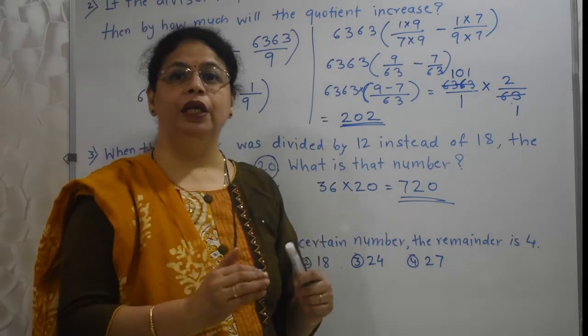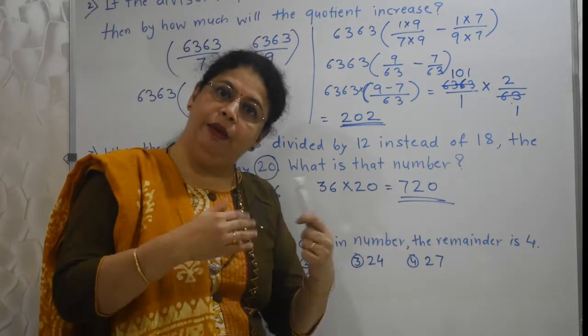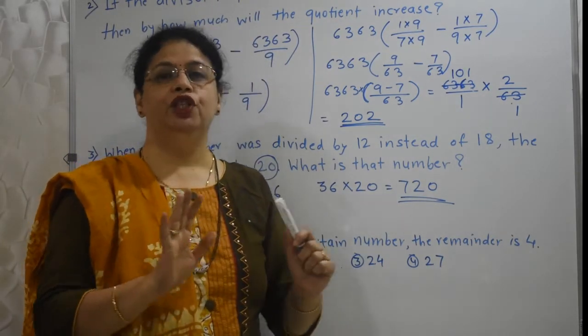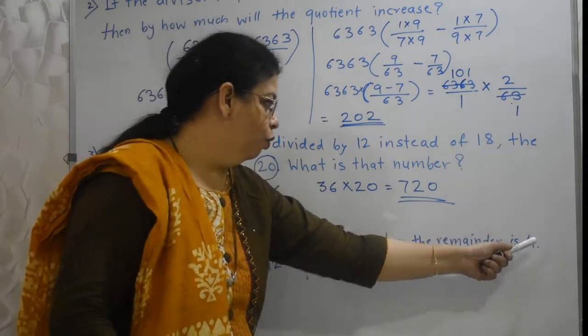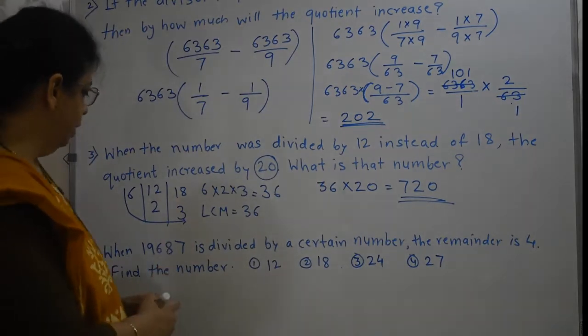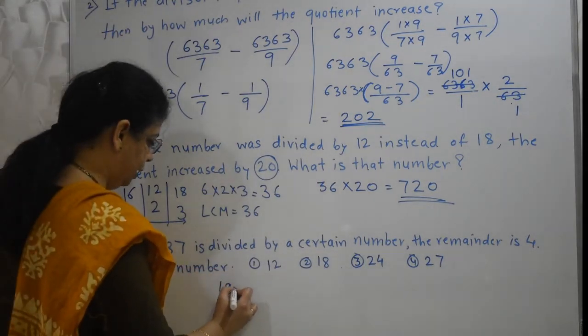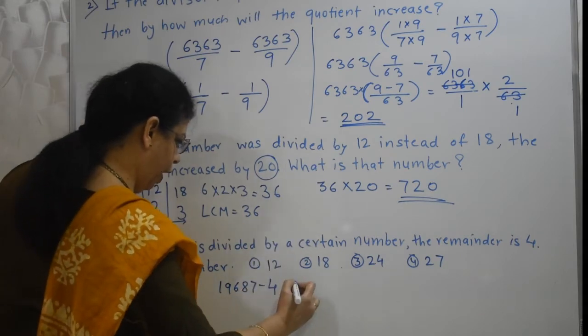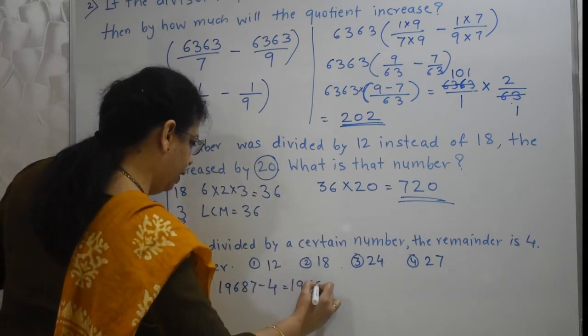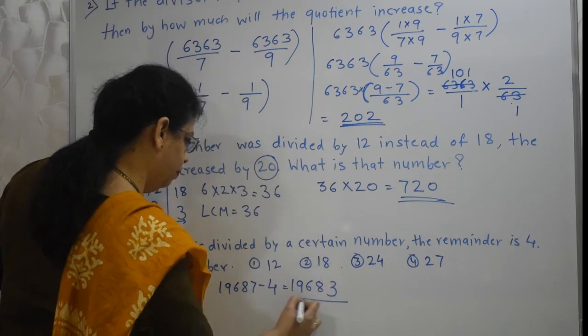Remainder means something extra that is remaining even after the division is over. So first remove the extra thing. The remainder is 4, so I am trying to reduce it from this. 19687 minus 4 I will do. I am taking it out. Okay. So my actual dividend is this.